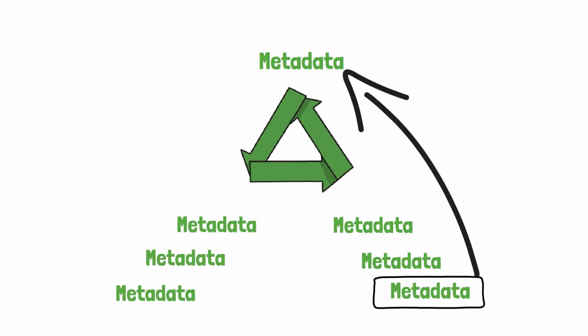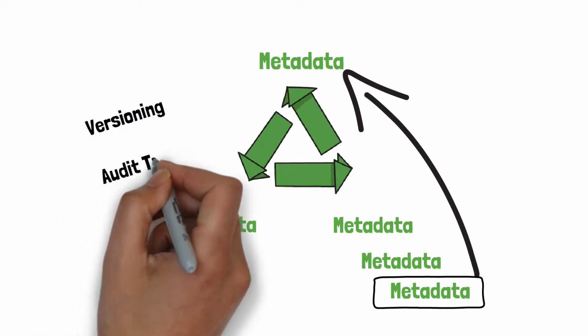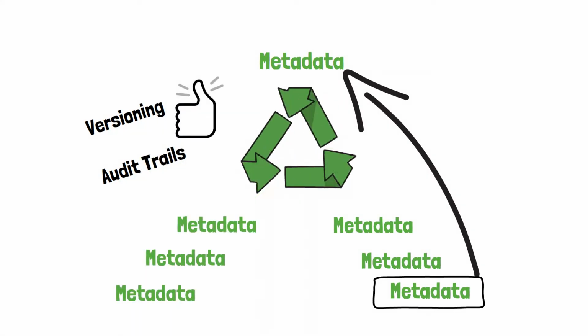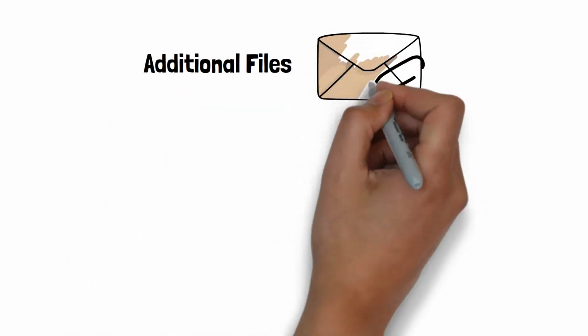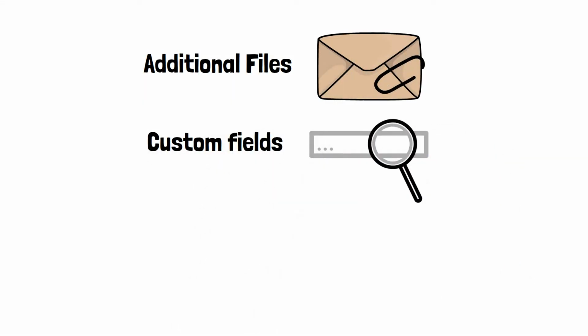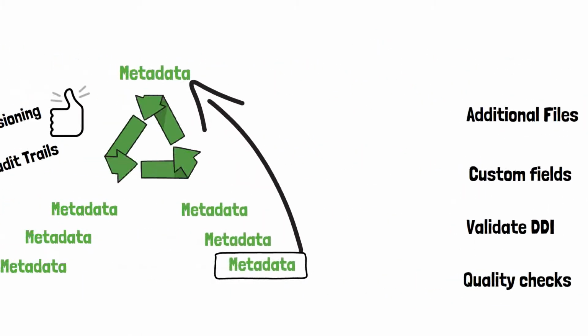The reuse and referencing of items gives you very fine control over versioning and audit trails and makes it easy to create interesting ways to navigate and visualize your information. To give you the flexibility to further enrich the context, additional files can be linked or attached, and custom fields can be added. And before you generate or publish, you can validate the DDI or run quality checks.